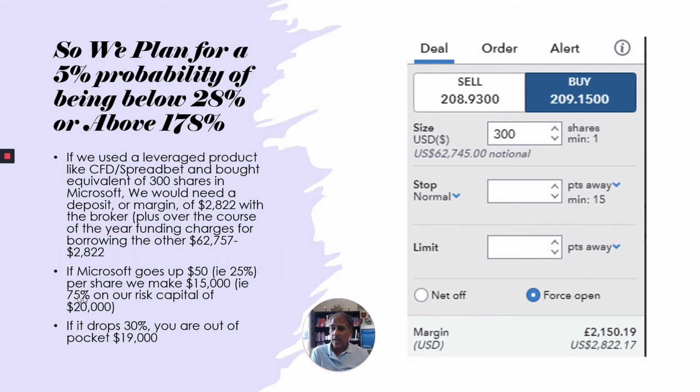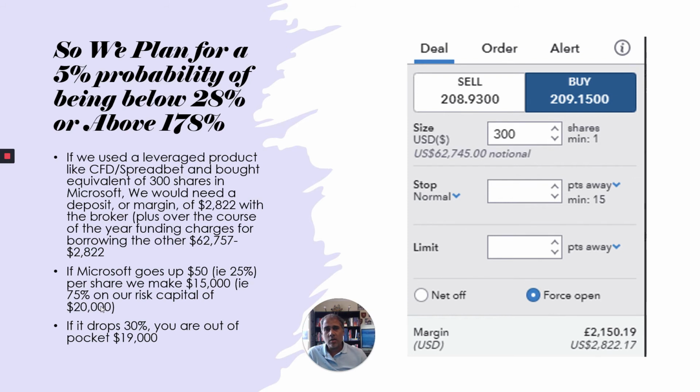Now you might say, well, wait a minute, I'm not going to measure it against our risk capital of $20,000. I'm going to measure that $15,000 against this $2,800. That's even bigger. Yes, it is. Don't get carried away though. Use it on your actual risk capital. That's why people who spread bet lose money. They lose money because they get greedy. They look at the wrong numbers rather than the right ones.